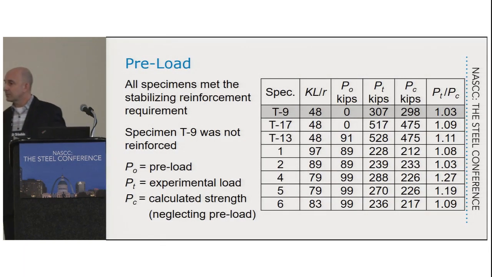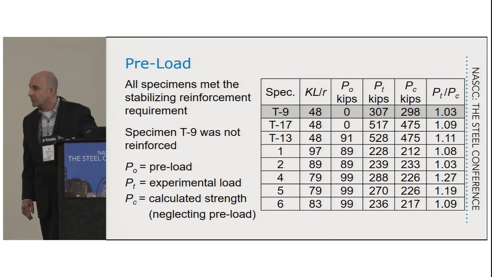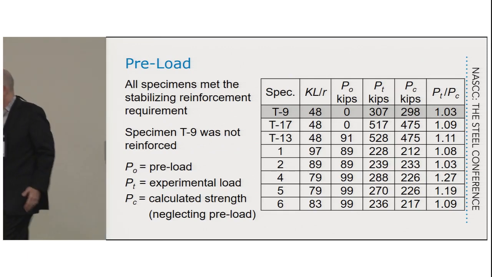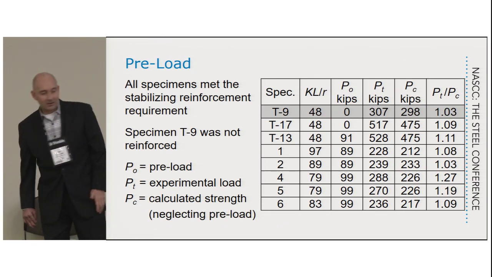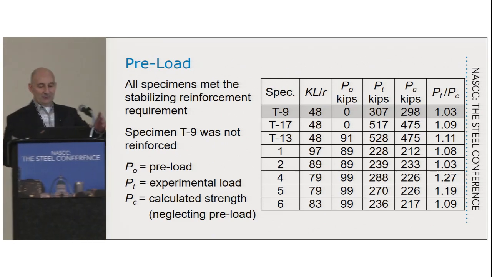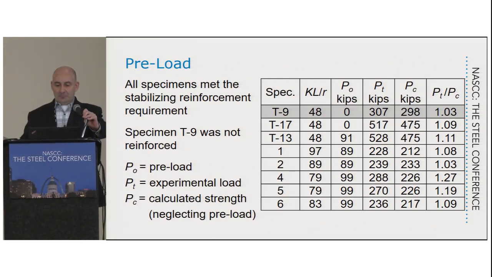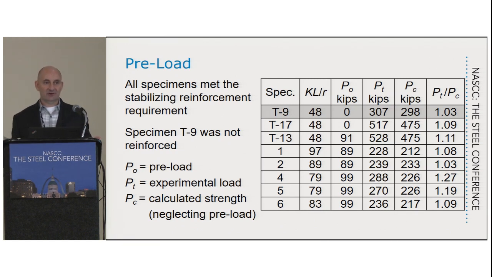The question was, is P_C nominal strength or phi times P_n? Okay, that was a good question. I forgot to mention that. The question is, does P_C include a safety factor or a phi factor in there, or is it just the nominal strength from the AISC specification? And the answer is that it's the nominal strength. It has no safety factor and no phi factor included in the P sub C value right here.